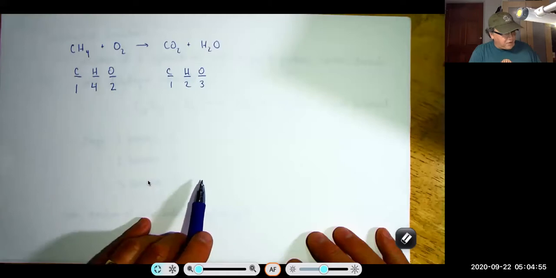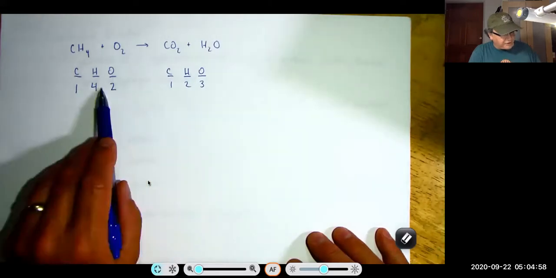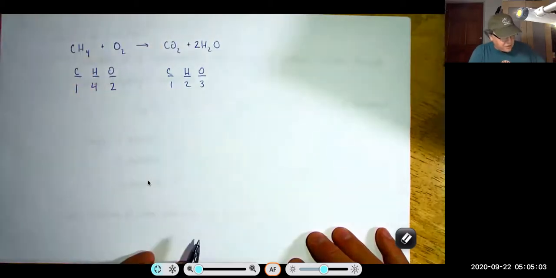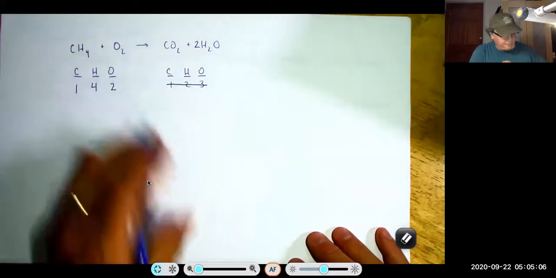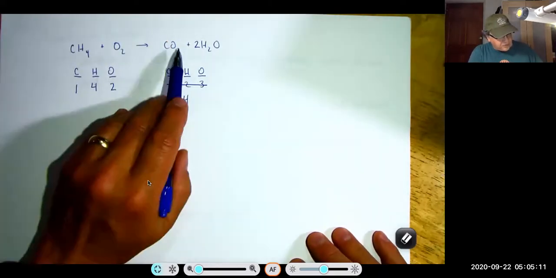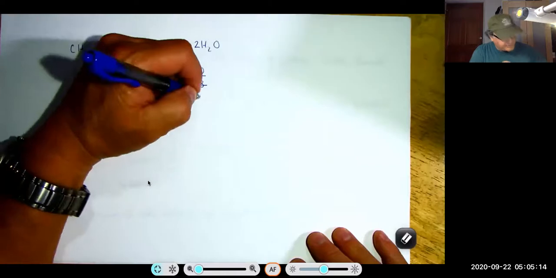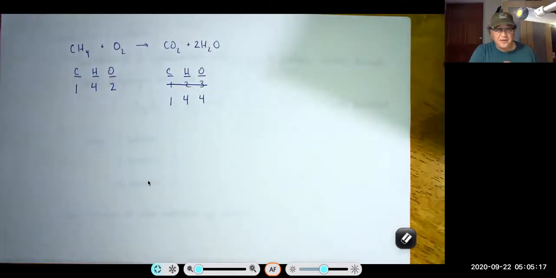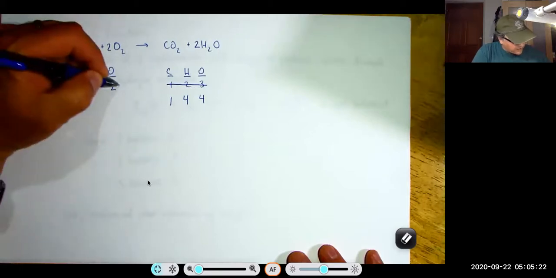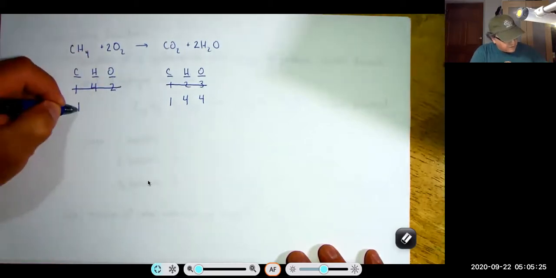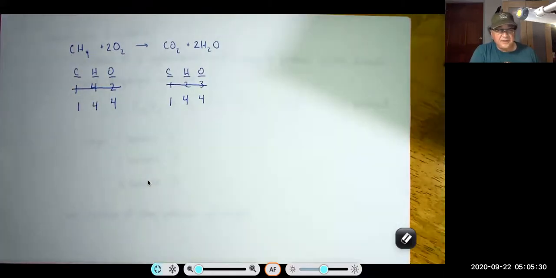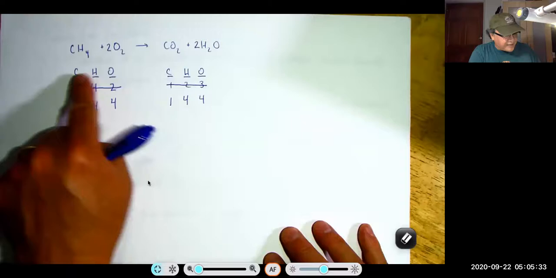All right, so we have 1 carbon on each side, 4 hydrogens and 2 hydrogens. So what I'm going to do is put a 2 in front of my H2O, and I'm going to count everything again. 1 carbon, 4 hydrogens, and 1, 2, 3, 4, 4 oxygens. So this is closer. So I see I need more oxygens over here, so I'm going to put a 2 here, cross all these out, count again, 1 carbon, 4 hydrogens, 4 oxygens, and you can see it's balanced. You'll notice my lists are the same on each side.